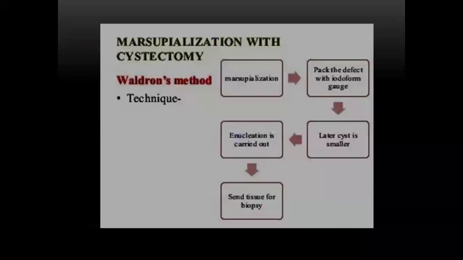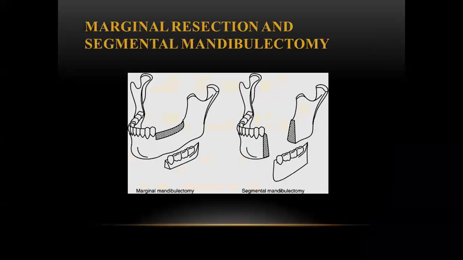I'll show the pictorial representation of each. So this is a marginal resection and segmental mandibulectomy of the mandible, where you can appreciate that in marginal resection, the lower border of the mandible can be preserved. Whereas in segmental mandibulectomy, we have to remove the segment where the cyst is located along with its lower border. So it's not possible to preserve the lower border in segmental resection, whereas it is possible to preserve the lower border in marginal resection.